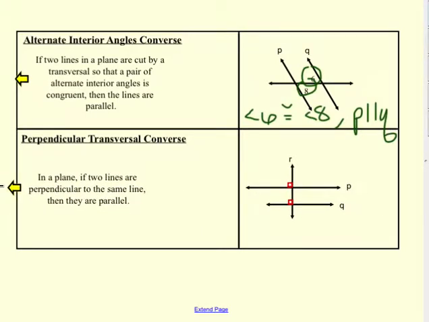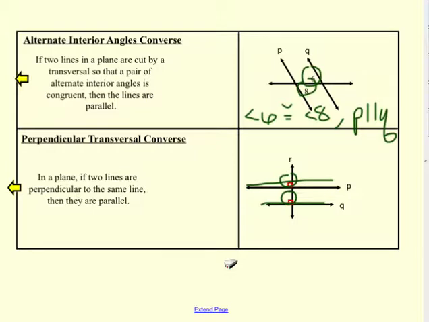Last but not least, let's take a look at this one, the perpendicular transversal converse. In a plane, if two lines are perpendicular to the same line, then they are parallel. So what we're saying is really that's a lot like corresponding angles. If this is a right angle and this is a right angle, then these two lines have to be parallel. Well, think about it. If this right here was a right angle and this wasn't a right angle, eventually those two lines would cross. So if they're both right angles to the same transversal, then they have to be parallel. That's all that is saying.